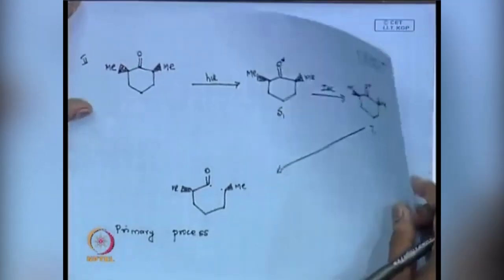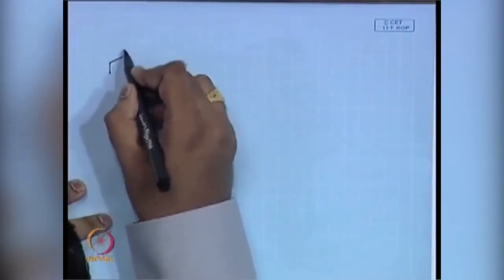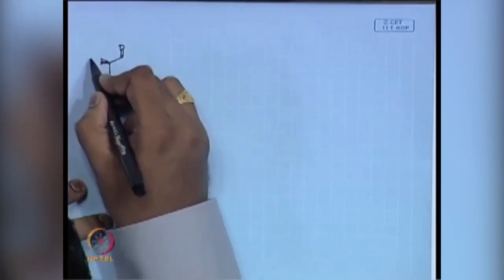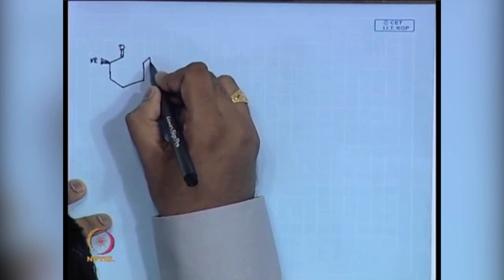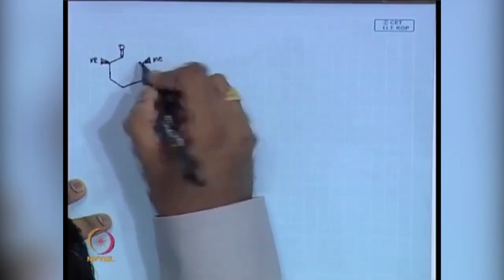Now, we will see what happens to this radical, how it does the secondary reactions. So, I have my system like methyl. You have this radical. Now, what can it do once you get this radical? In the previous case, you saw decarbonylation and intramolecular hydrogen abstraction all taking place. In this case, it also happens, but another important thing happens here.